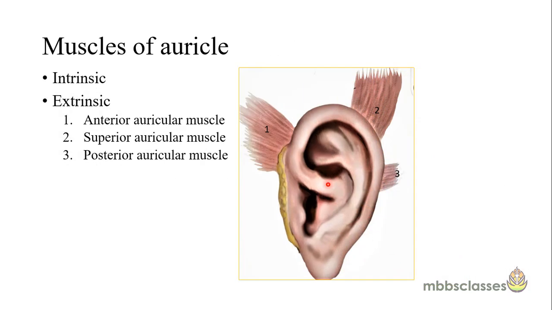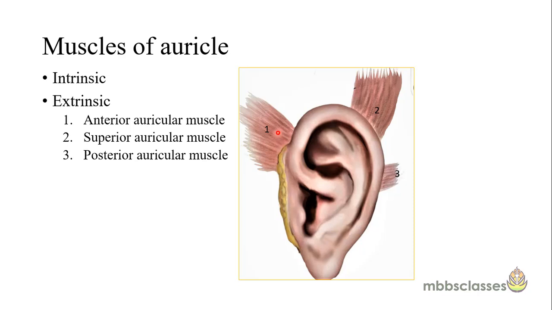So what are the muscles which help in anchoring the auricle to the lateral part of the head? The muscles are in two groups. The first group is the intrinsic muscle, which passes through the cartilage of the auricle. This is the cartilage of the auricle, and the muscles just pass through the cartilage. The second group is the external muscle, which anchors the cartilaginous framework to the side of the head.